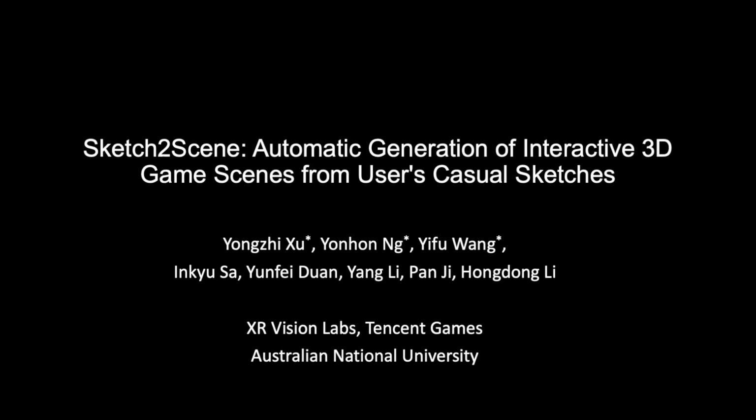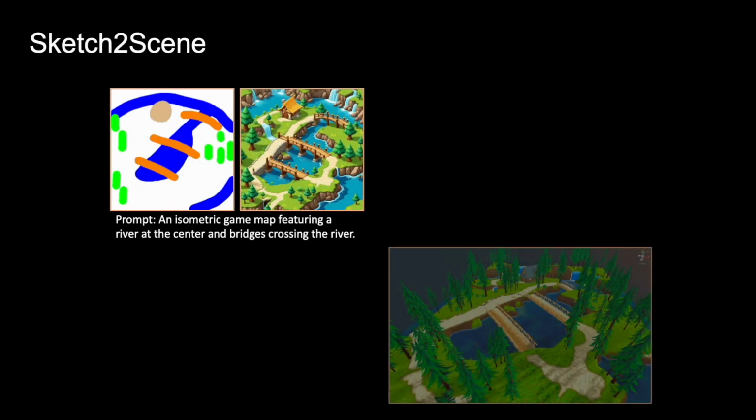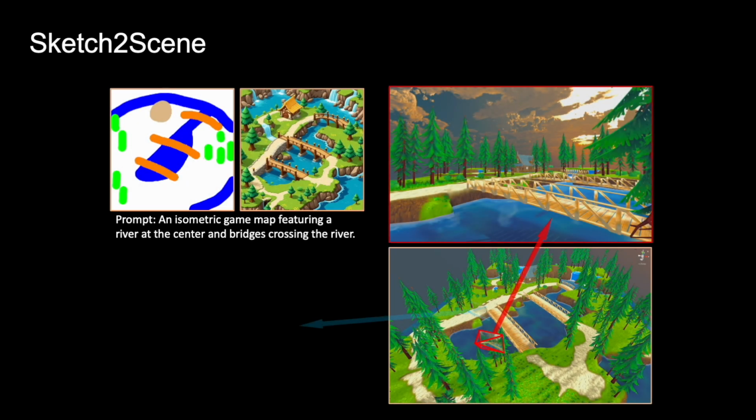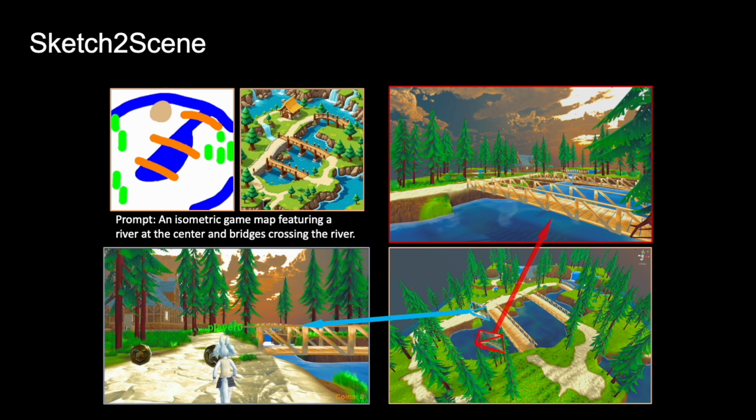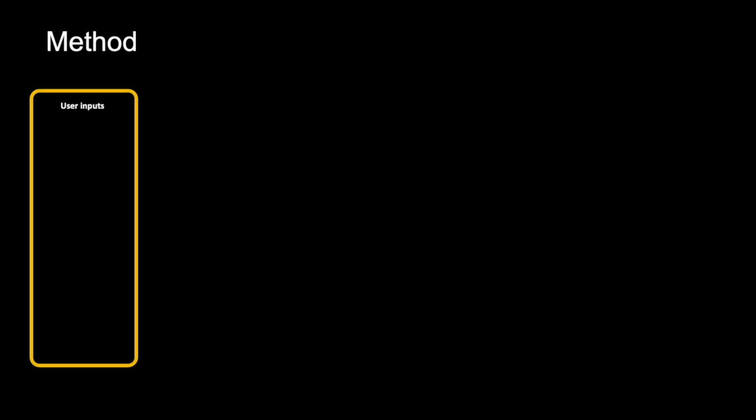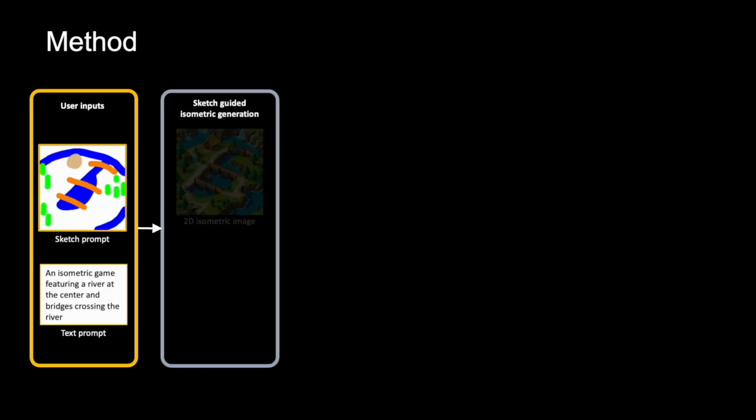In this paper, we present Sketch2Scene, an efficient pipeline for automatically generating interactive 3D scenes from users' natural input prompt. Given a hand-drawn sketch of the scene and text prompt, a high-fidelity, interactive and playable 3D game scene is created instantly.